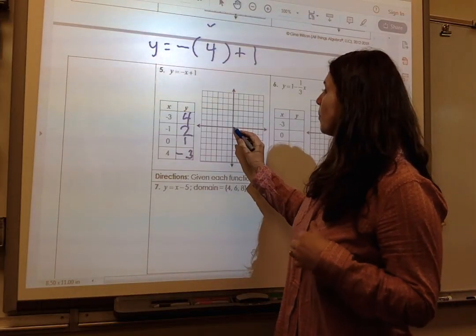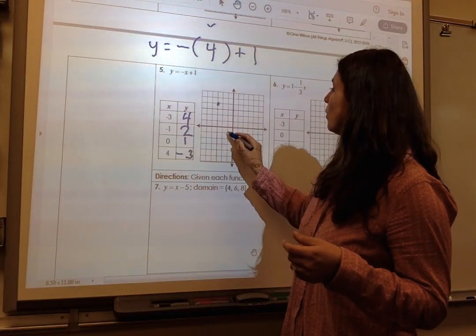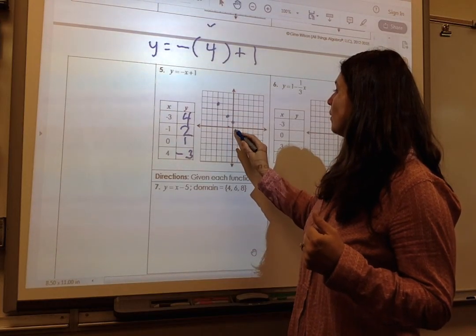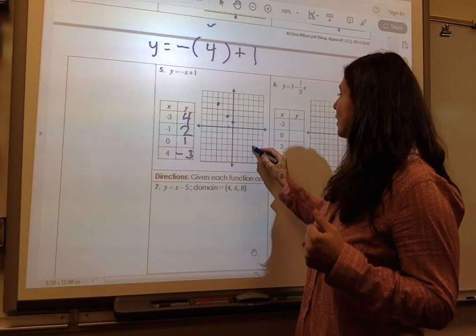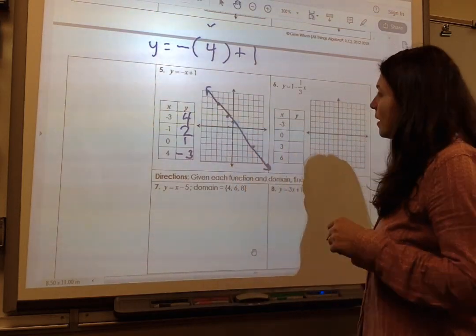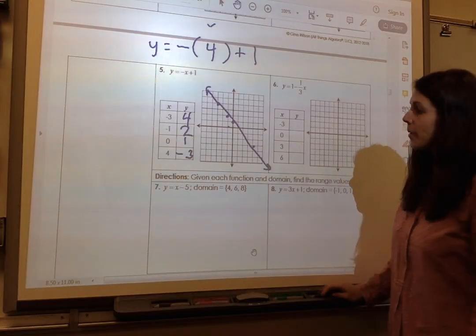So now I plot my points, negative 3 and 4. When x is negative 1, y is 2. When x is 0, y is 1. And when x is 4, y is negative 3. So we'll notice that line, infinite in both directions, and arrow on both ends. Okay.